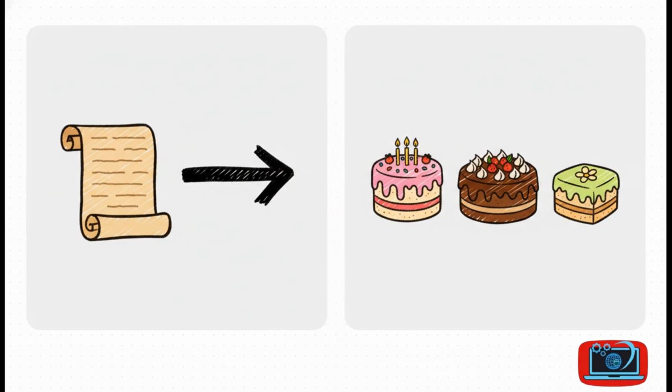And this is a really, really important distinction. You have one class, the recipe, but you can use it to create a whole bunch of objects, which are the actual cakes. Each individual cake is a real concrete thing, or what programmers call an instance of that class. You can't eat the recipe, right? But you can definitely eat the cakes.